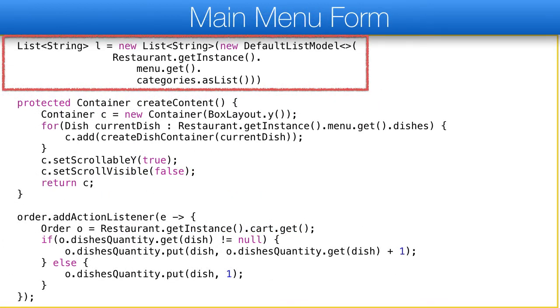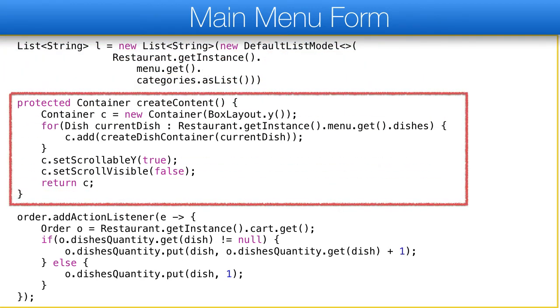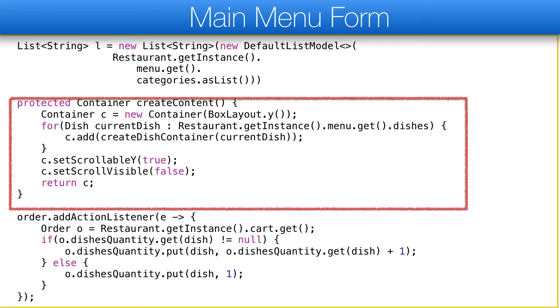The main menu form has three interesting pieces of code I'd like to focus on. First, the code to create the categories list is no longer hard-coded. The second part is the content container, which loops over the dishes in the main menu and places them into the UI. Unlike the previous code, this now uses the restaurant model to show the data.